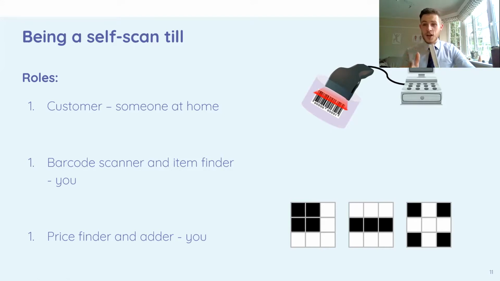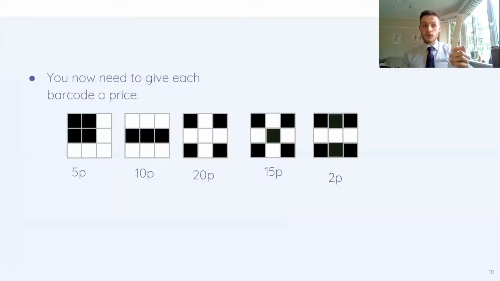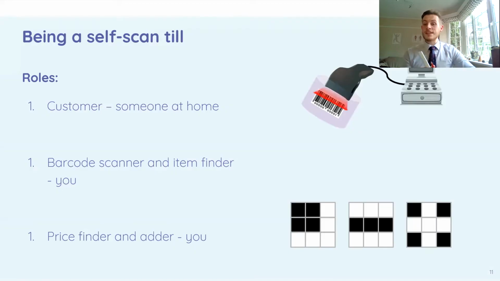So you're going to be in charge of not only finding the right product, finding the barcode and scanning it, finding how much the barcode costs, and finding how much the customer owes you. Because they might say, I want to buy this ruler and I want to buy the pencil. Now, if I use this square one here and this line in the middle here, I would say, okay, your ruler would cost 5p. Your pencil is going to be 10p. So together, you owe me 15p.